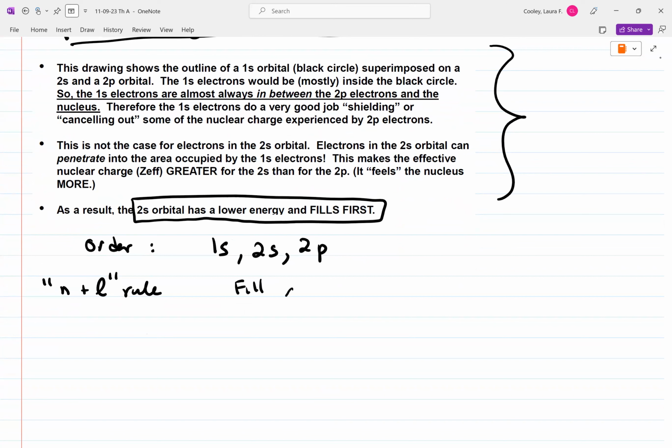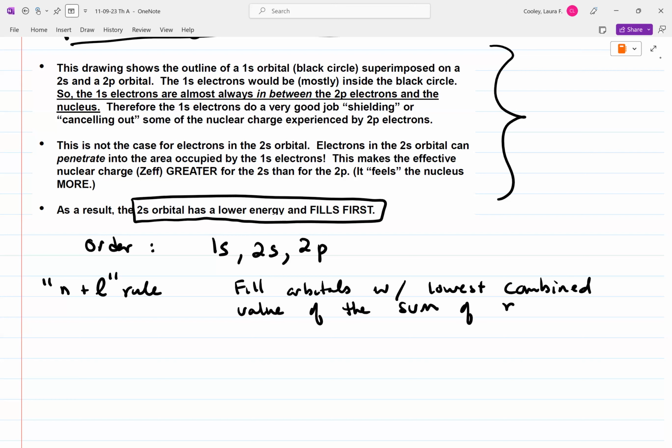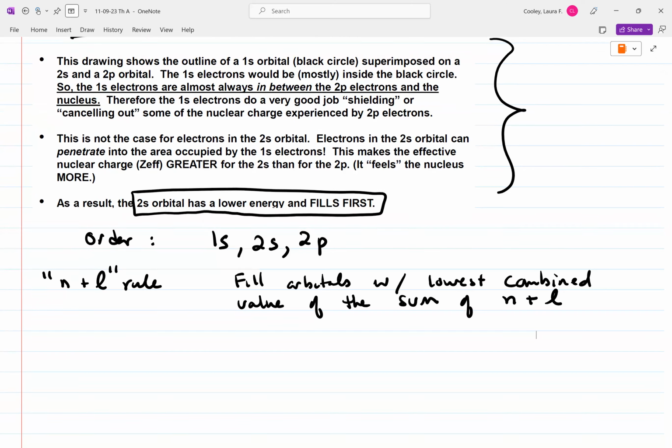And this is how it turns out. You fill orbitals with the lowest combined value of the sum of N plus L. Remember those two quantum numbers. So that means that L has an influence on the energy. L, if you remember, is what distinguishes between an s orbital, a p orbital, a d orbital. S means L is 0. P means L is 1. D means L equals 2, etc.